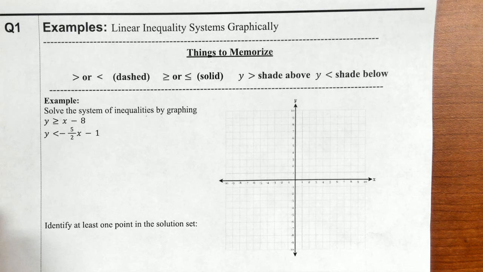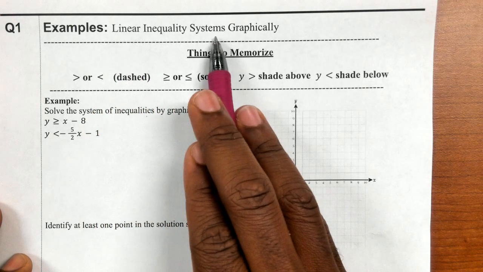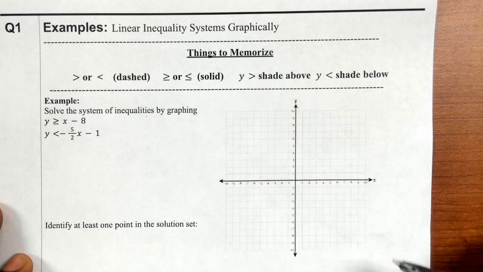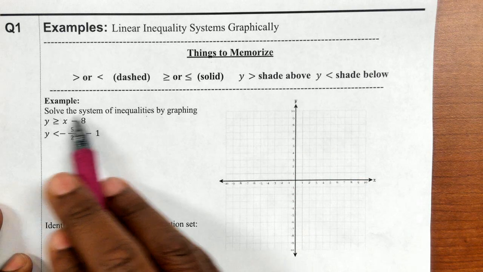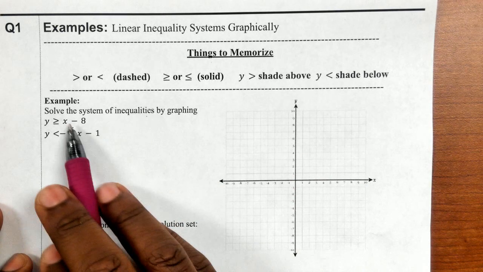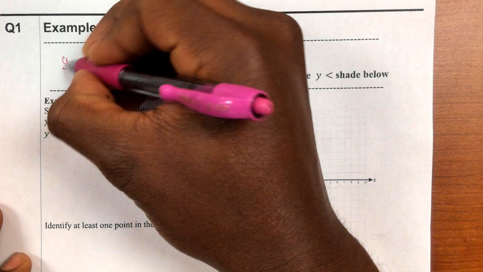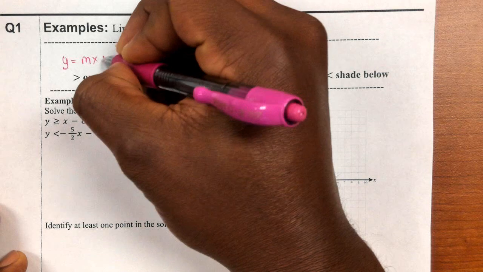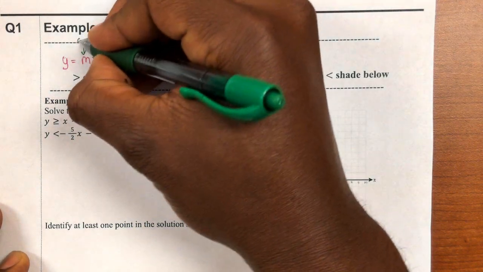Unit 6, question 1. All right. So question 1 deals with linear inequalities for a system. Whenever you're trying to graph a linear inequality, because again, the question says to graph that linear inequality or solve by graphing, you need to make sure that your equations are in the form y equals mx plus b. Where we know that m represents your slope.